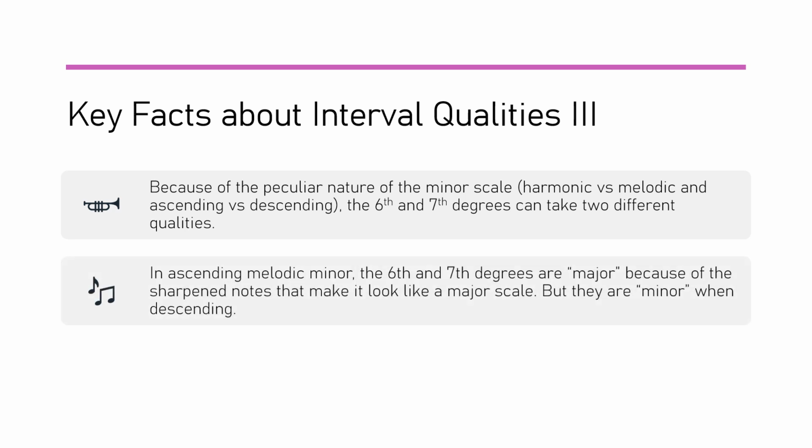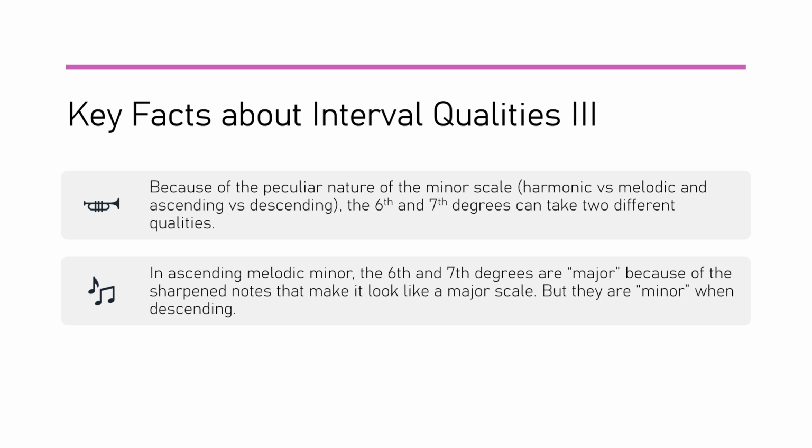So what do I mean? In an ascending melodic minor scale, remember, you are sharpening the sixth and the seventh note when you are ascending. Sharpening those sixth and seventh notes is like making that minor scale become a major scale. That's why those sixth and seventh degrees are sharpened in a melodic minor scale when you are ascending. So it makes it look like a major scale, right? So that means that if you are ascending, the sixth and the seventh degree of an ascending melodic minor scale are major, because the ascending melodic minor scale looks like a major scale because of the sharpened sixth and seventh.